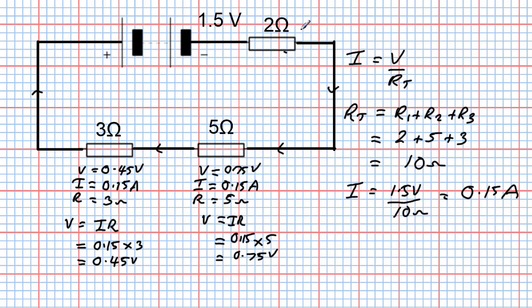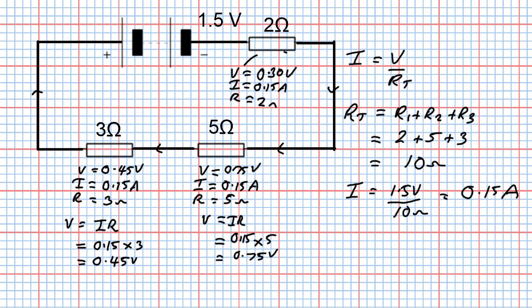What about the 2 ohm resistor up here? Well, we do the same thing again. We put down V, I and R, and we know the current is the same, 0.15 amps. We know the resistance is 2 ohms, so V equals IR, we get 2 times 0.15, which is 0.30 volts. So therefore we've found all the potential differences across the resistors.